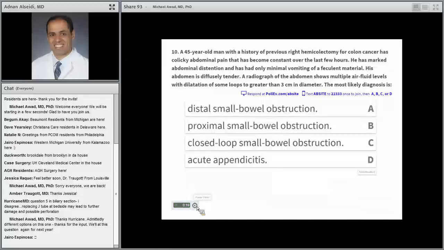A 45-year-old man with a history of previous right hemicolectomy for colon cancer has developed colicky abdominal pain that has become constant over the last few hours. He has marked abdominal distension and has only minimal vomiting of feculent material. His abdomen is diffusely tender. A radiograph of the abdomen shows multiple air fluid levels with dilation of some loops to greater than 3 centimeters in diameter. The most likely diagnosis is A, distal small bowel obstruction, B, proximal small bowel obstruction, C, closed loop small bowel obstruction, and D, acute appendicitis.